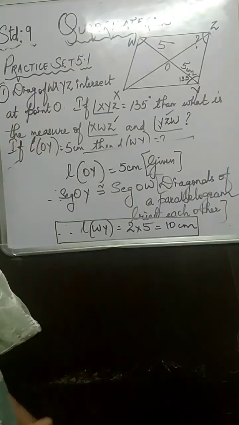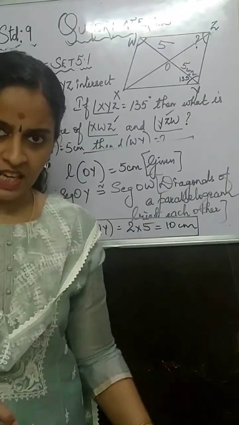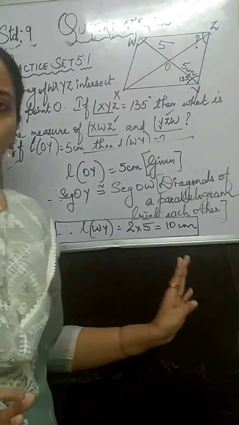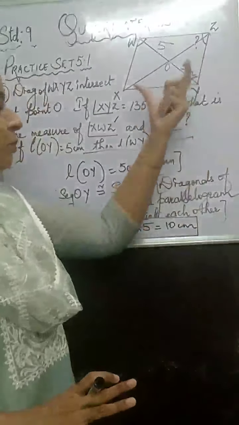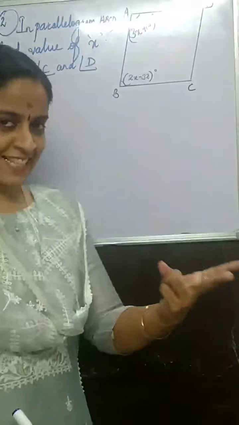Highlight that also. Wherever a question is asked, highlight that answer and give it. Then there is no need of writing it once again down. Okay, so simple. You got all the answers. We have written all the appropriate reasons. Let's go to the second sum.